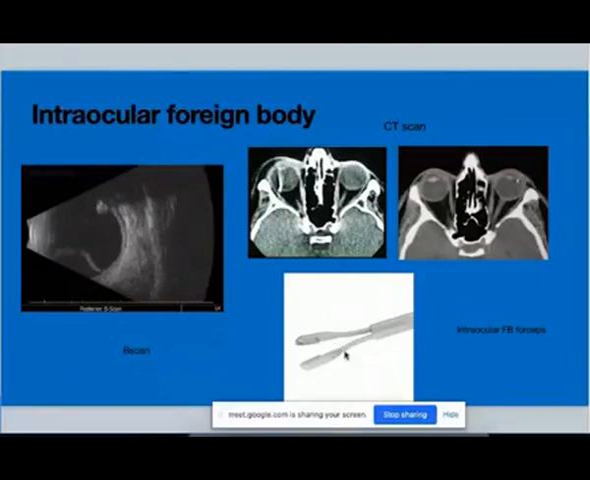One thing to remember, we never do an MRI in an intraocular foreign body because MRIs have magnetic fields and the foreign body is metallic. It may move with an MRI, and that can cause a lot of damage within the eye. So we always recommend either CT scan or a B scan, or a plain skull X-ray can pick it up also.